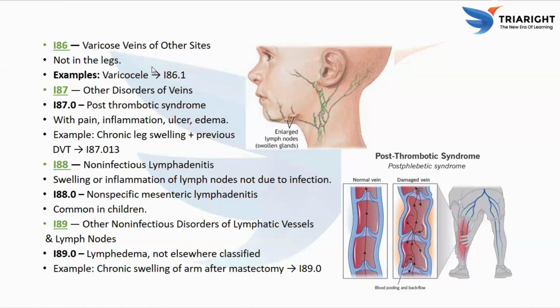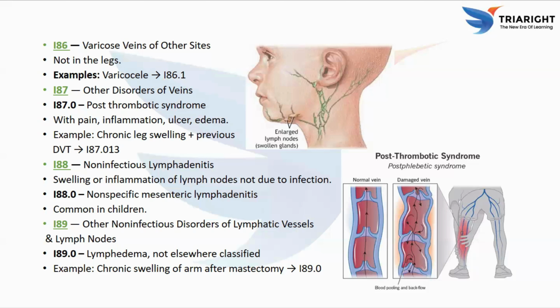I86 is for varicose veins of other sites. These are the varicose veins which are not in the legs. For example, varicocele. So what is varicocele? It is swollen, enlarged veins around the testicles. You have to assign the code I86.1. So next coming to I87. This is other disorders of the veins. This category includes various conditions that affect veins but not the varicose veins.